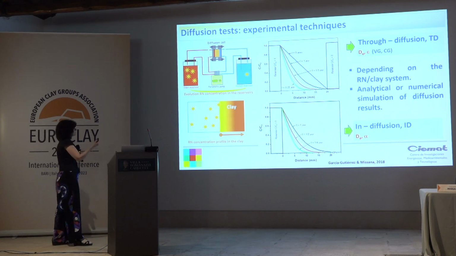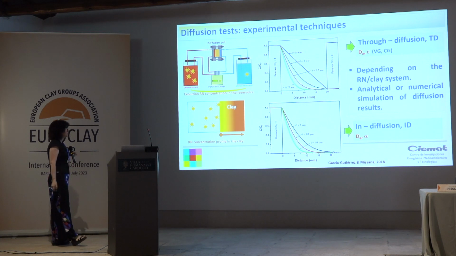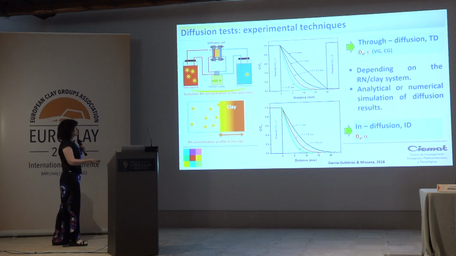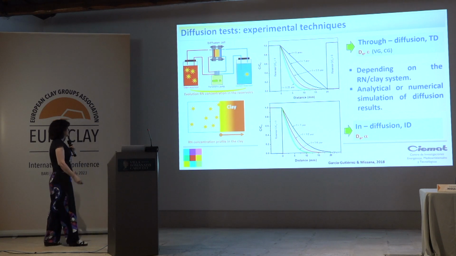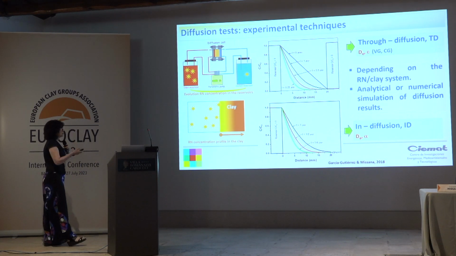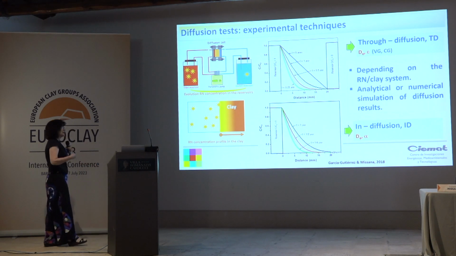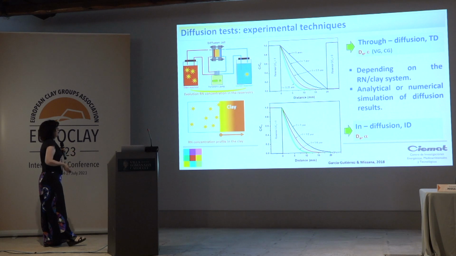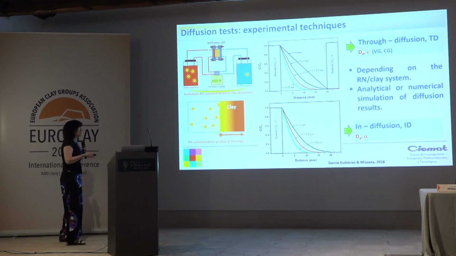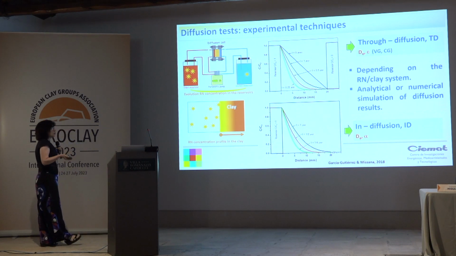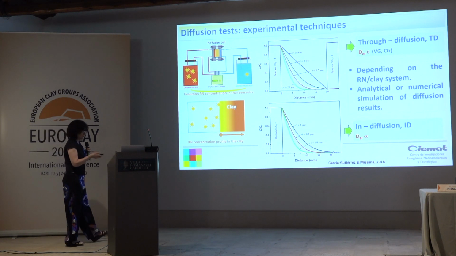So we have here an example of the most important experiments that we can do to determine the diffusion coefficient. And we have basically two different types of experiment: the through-diffusion experiment and the in-diffusion experiment. We will select one type or another depending on the radionuclide and clay system, and then we can rely on analytical or numerical simulation to interpret the diffusion results.